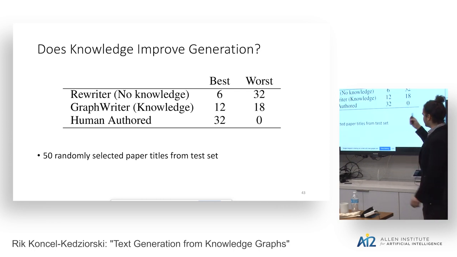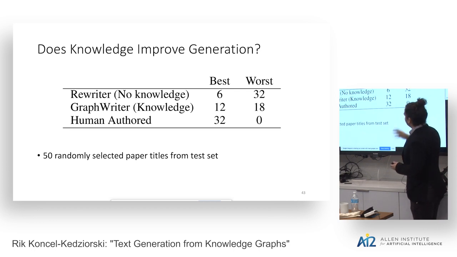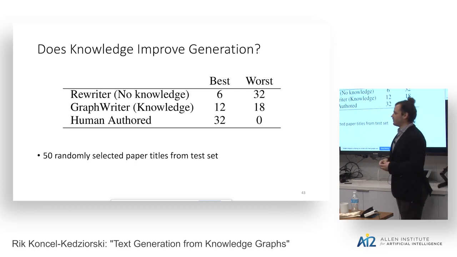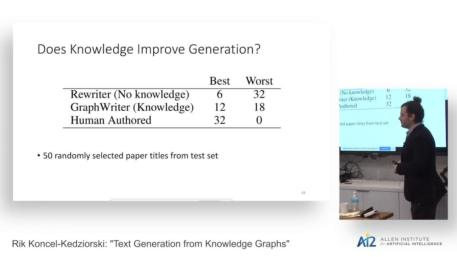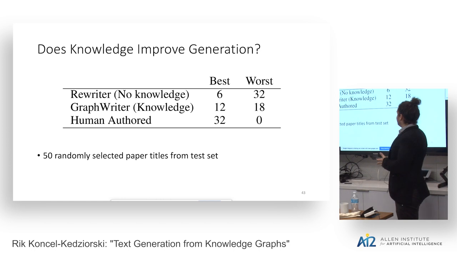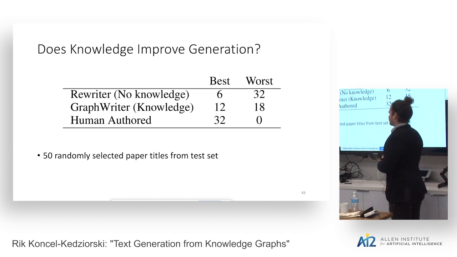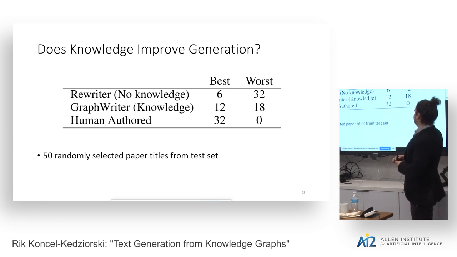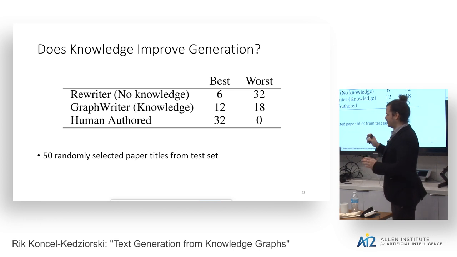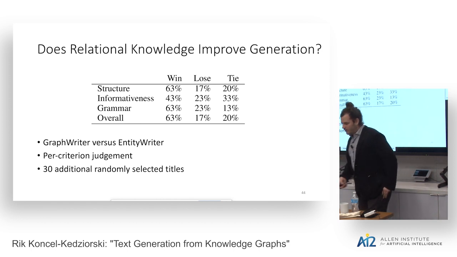We get this best-worst scaling, where humans are frequently the best, and never the worst. And then surprisingly, sometimes even the automatic systems are deemed as better, and that's in part because it's very difficult to judge an abstract that's outside of your domain of expertise. So even our expert annotators were sometimes caught off guard. But these are the trends that we would expect and hope to see, where our knowledge-based system sits right in the middle between the humans and the knowledge-agnostic system.